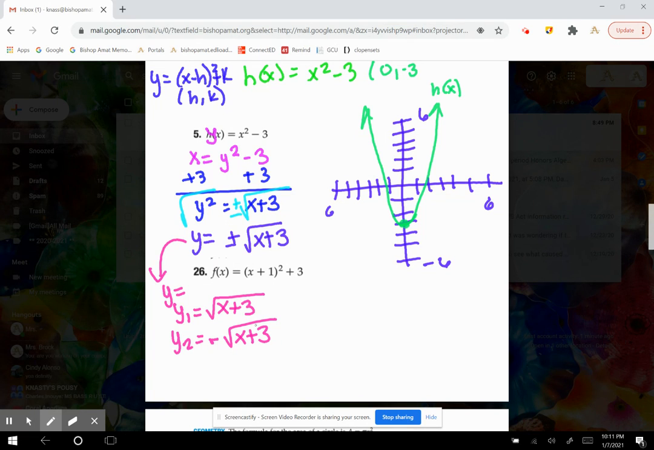So square root, you would hit second and then x squared. And then you're going to plug in x plus 3. Okay, and then you're going to do the y2. So that gets us right here. And there's one goes this way and one goes this way. Now this is the inverse of it.